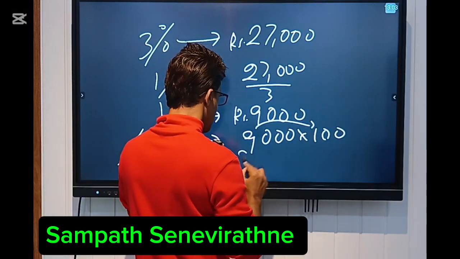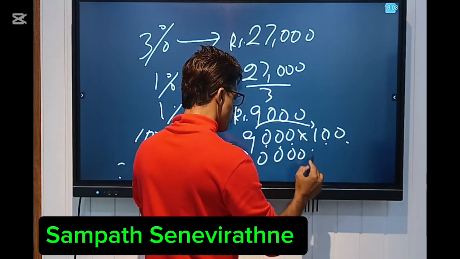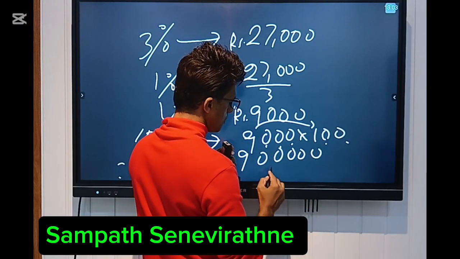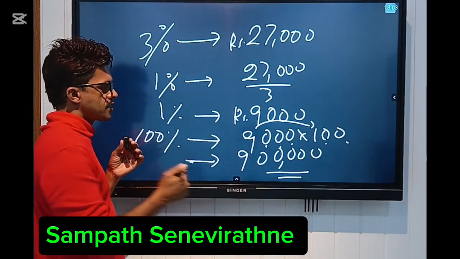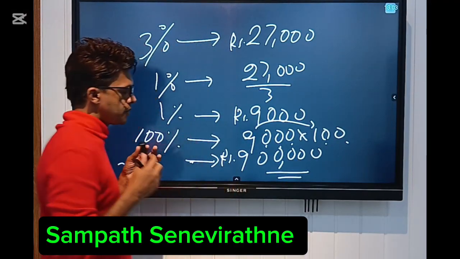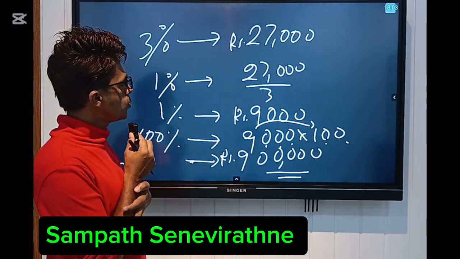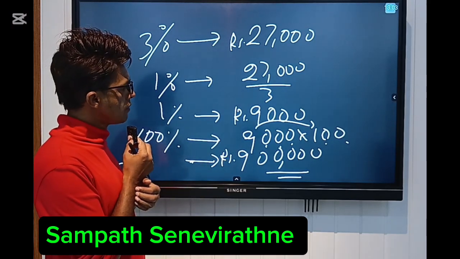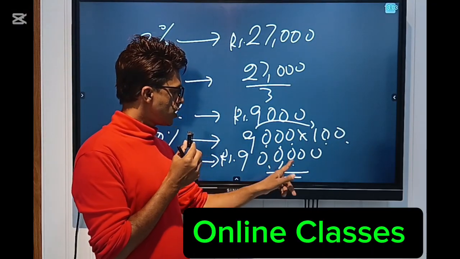9 times 1 is 9, then the zeros. So his salary is 900,000. 900,000 rupees is the salary of that person. Yes, 27 upon 3 is 9, so 9,000, then multiplied by 100.